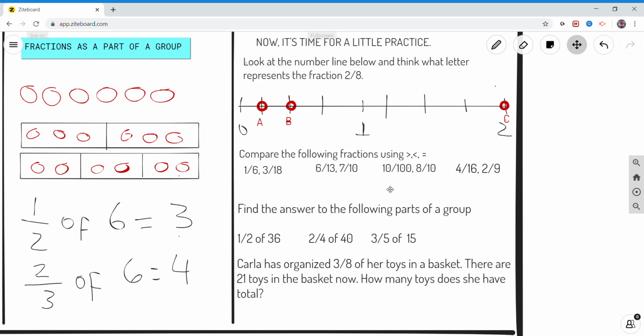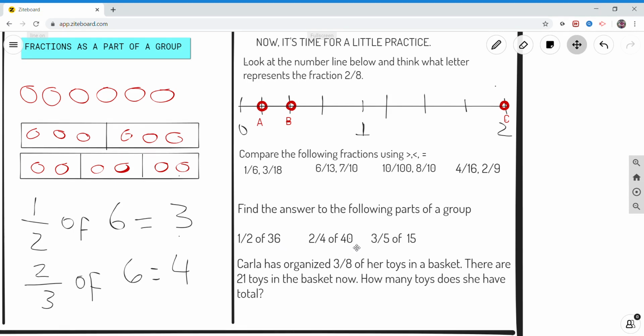Let's move to finding the answer of the parts of a group. So 1/2 of 36. 1/2 of 36 is equivalent to 18. You're taking your 36 and you're splitting those objects, those parts of that group, into 2 equal groups. So you'll put 18 in each group. 1/2 of 36 is equal to 18.